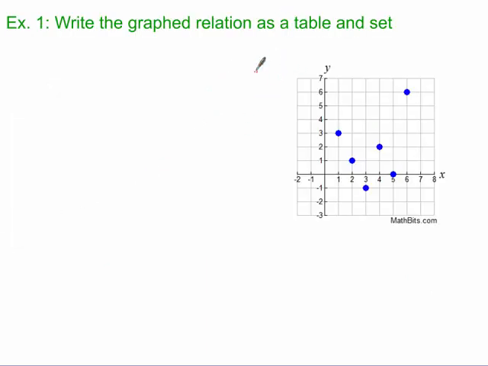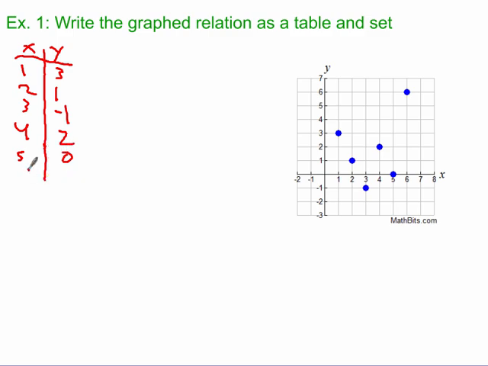Example 1 says, write the graphed relation as a table and as a set. So I have this graph here. What I want to do is make it into an x y table, and make it into a set. I'm just going to take each one of these points and put it in. So I've got (1, 3), 1 for my x, 3 for my y; (2, 1), so 2 for my x, 1 for my y; (3, -1); (4, 2); (5, 0); and (6, 6). All right, so now I've turned that into a table.